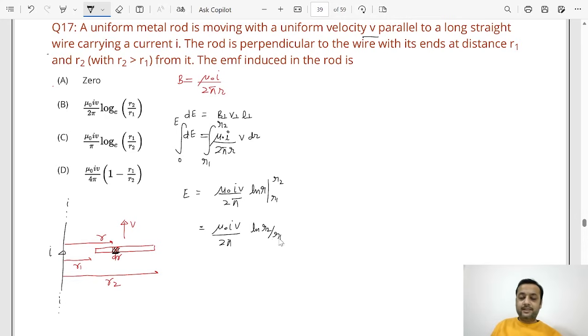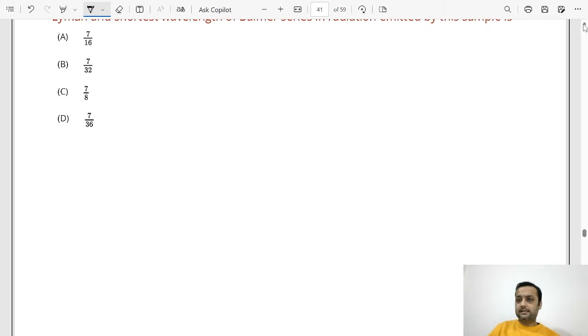So what is the correct answer? Mu naught I v by 2 pi ln of r2 by r1 will be the correct answer. I hope you have understood. All right, then let us see this question here.